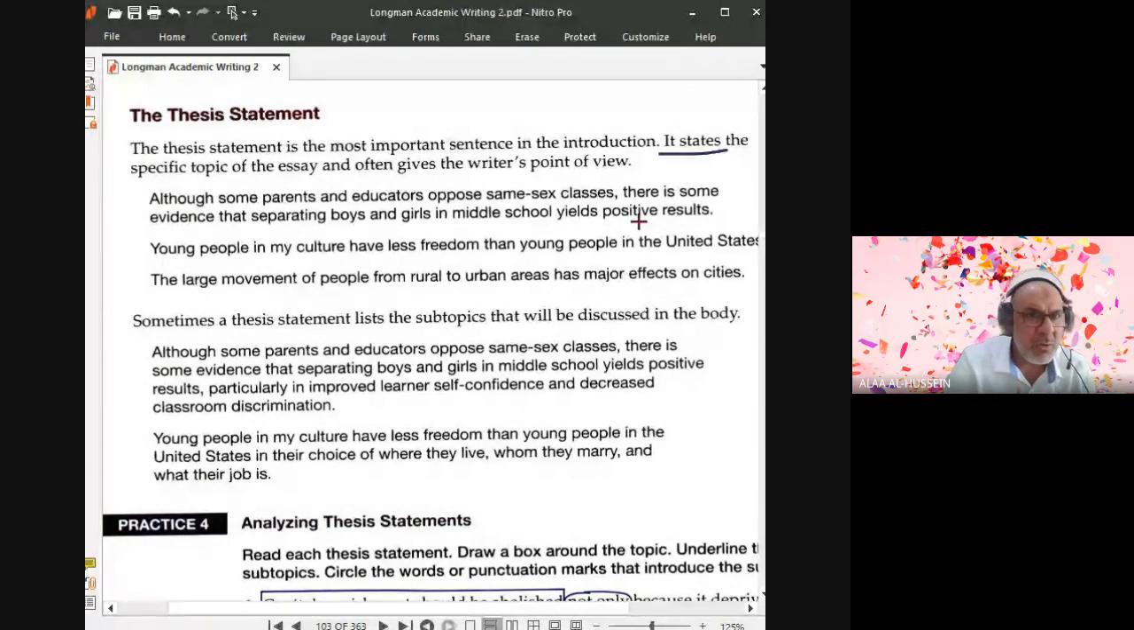To replace the noun. So instead of saying again, thesis statement states the specific topic of the essay and often gives the writer's point of view, we said it. So the use of pronoun here connects the two sentences. So the second sentence is connected with the first sentence through the use of the pronoun it. And very simply explained.